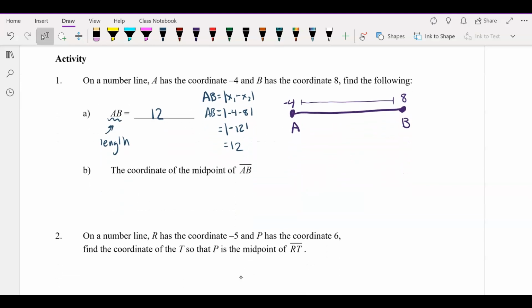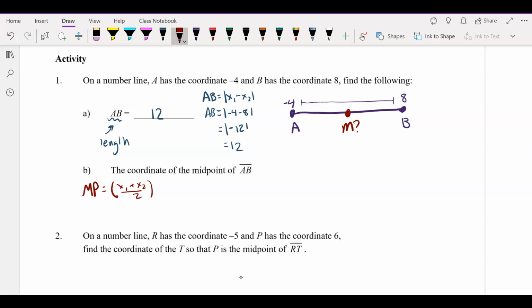Next, we're going to have the coordinate of the midpoint. So now I want to find the midpoint. What is the midpoint of AB? So we're going to go ahead here. The midpoint equals, the formula is x1 plus x2 divided by 2.